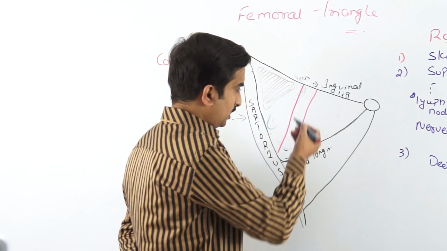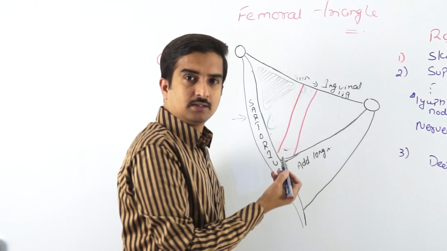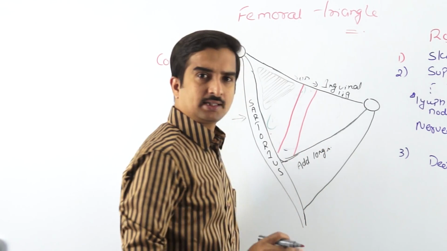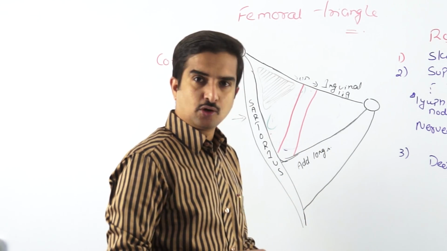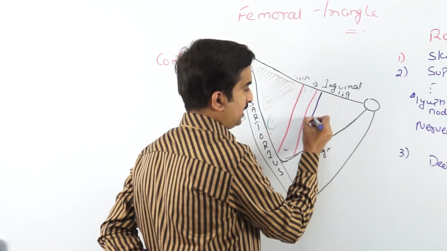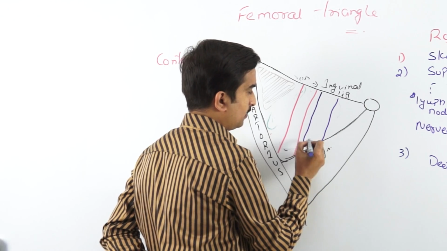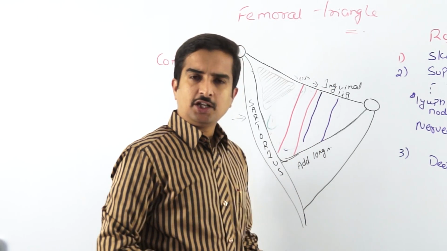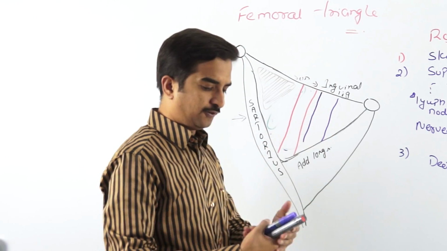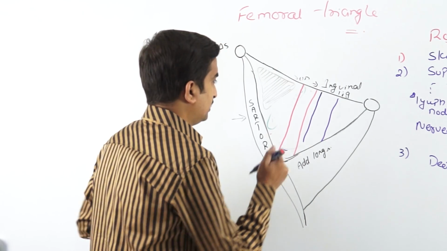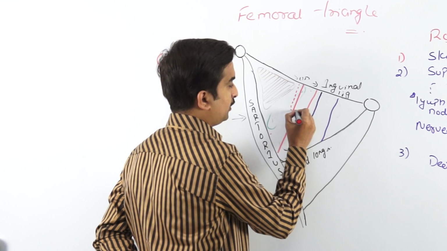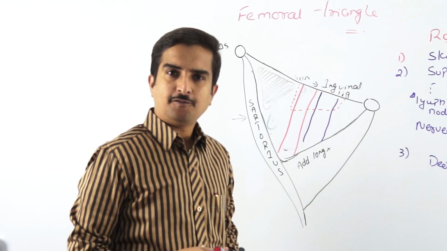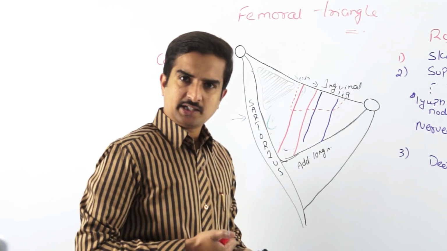Okay. So here it extends from the mid-inguinal point to the apex of the triangle, and medial to this femoral artery we have the femoral vein. Here you can see the upper 3 to 4 centimeters of the femoral artery as well as the femoral vein bounded by the femoral sheath.